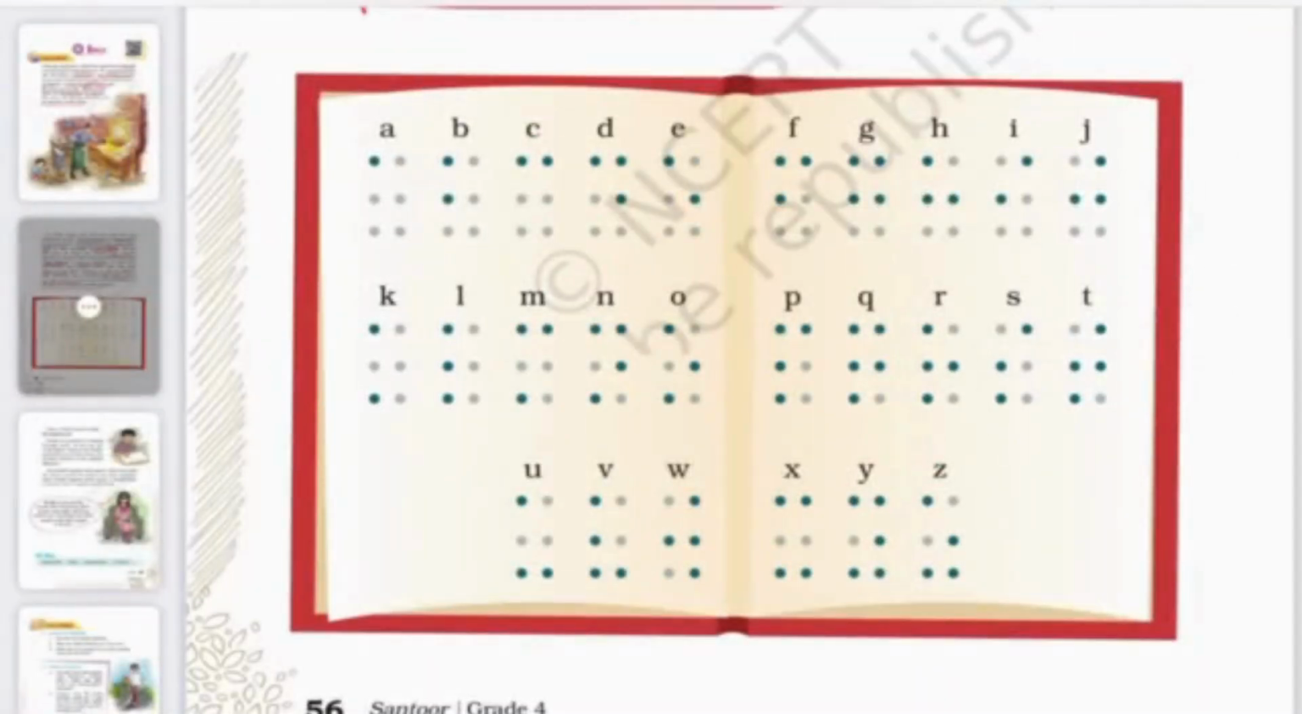The Braille alphabets are given here from A to Z. A, B, C, D, E, F, G, H, I, J, K, L, M, N, O, P, Q, R, S, T, U, V, W, X, Y, Z.